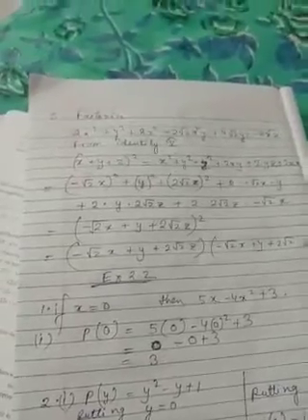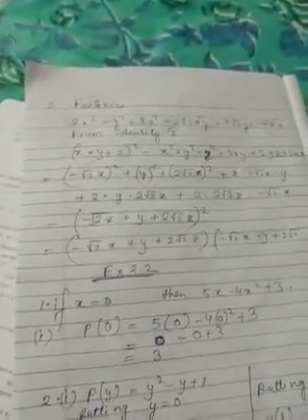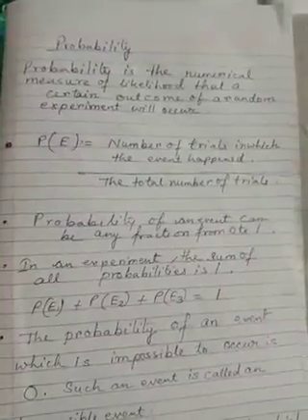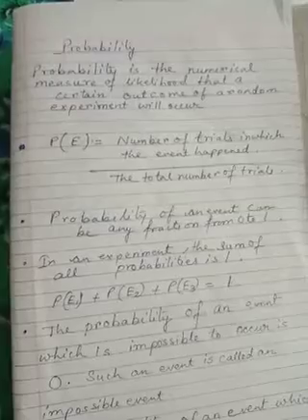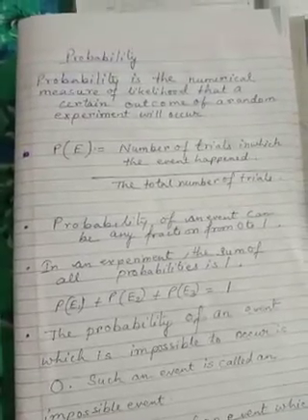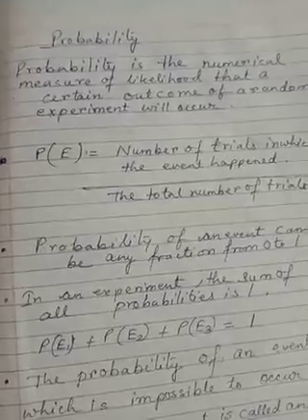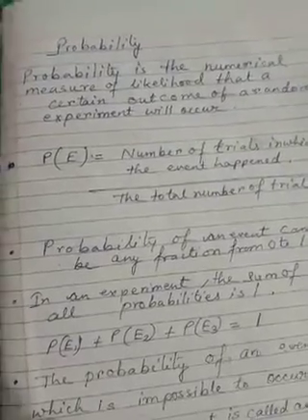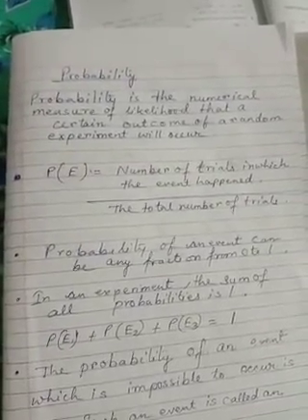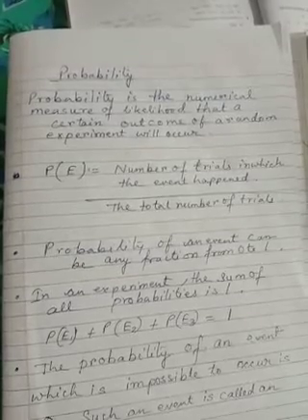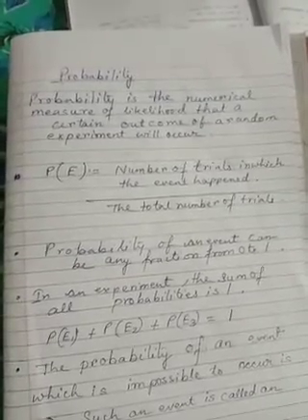So now let's start our new chapter, that is probability, exercise 15.1. Before starting exercise 15.1, you must know what is probability. Probability is the numerical measure of likelihood that a certain outcome of a random experiment will occur. When we perform experiments like throwing dice or tossing coins, you just observe their outcomes. Then you will learn to measure the chance of occurrence of a particular outcome in an experiment.